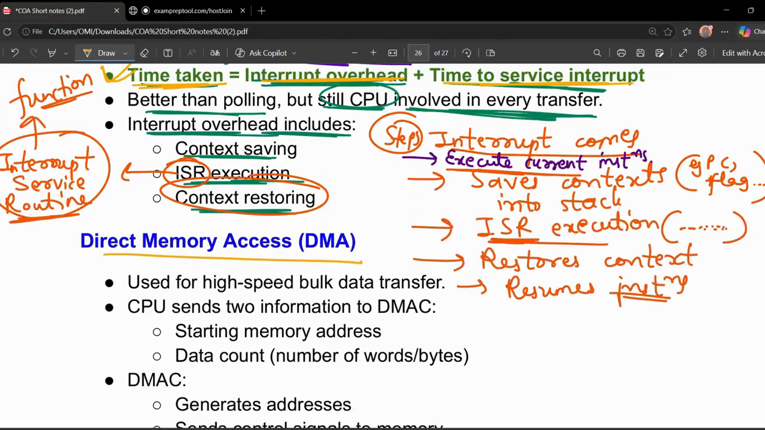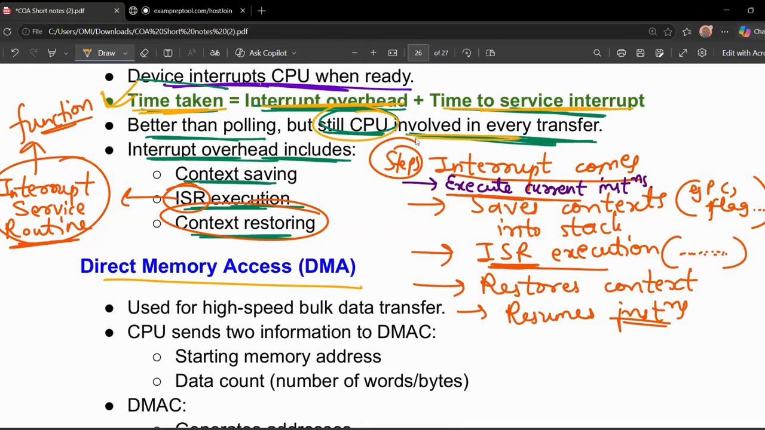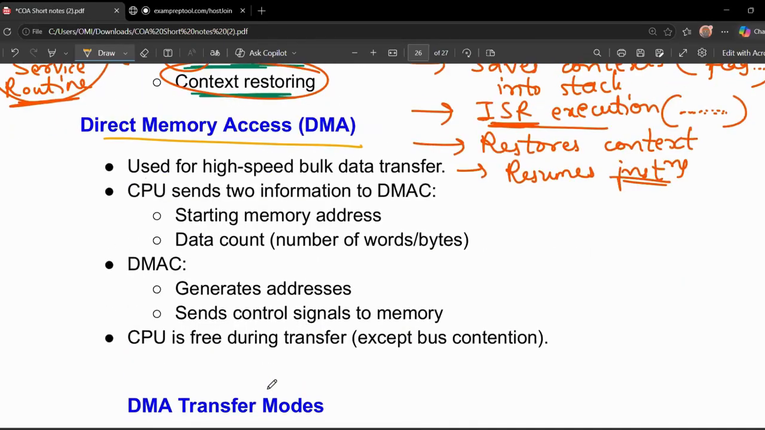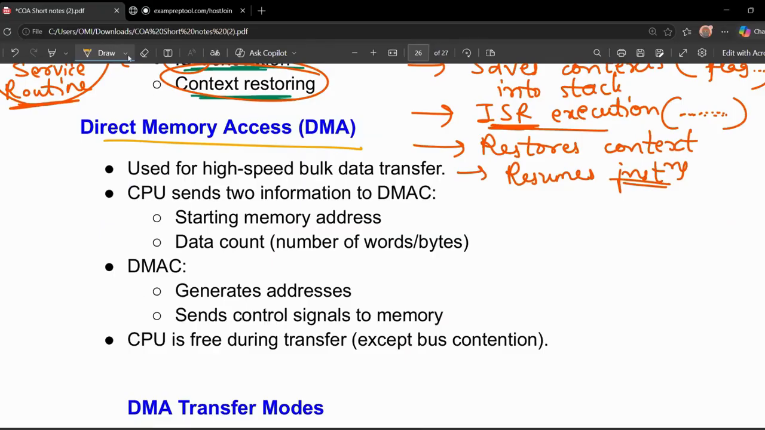Because here also the CPU has to be involved in every transfer. So that's why we are introducing a new method, which is DMA. So what is DMA? DMA is direct memory access. It is used for high speed bulk data transfer.